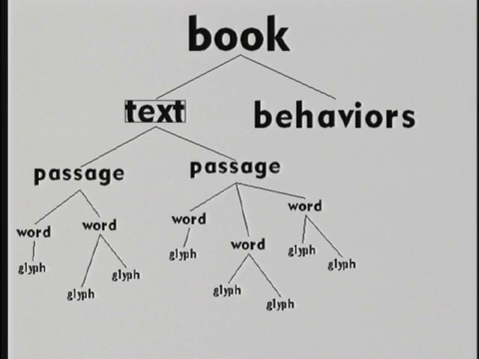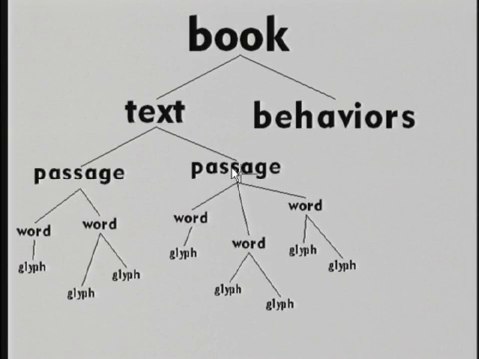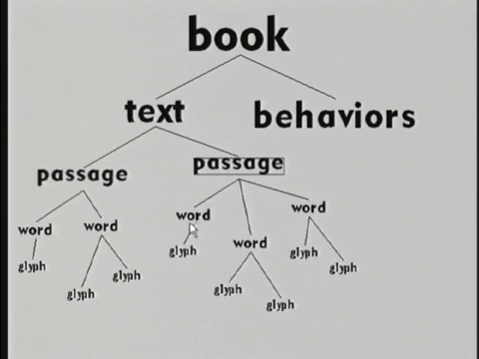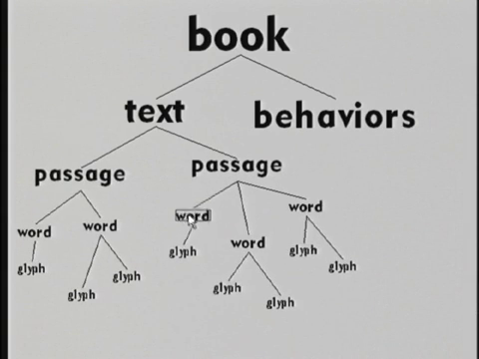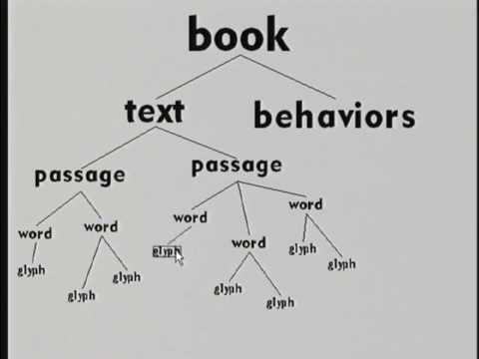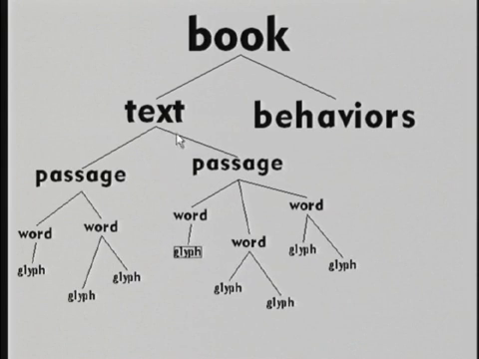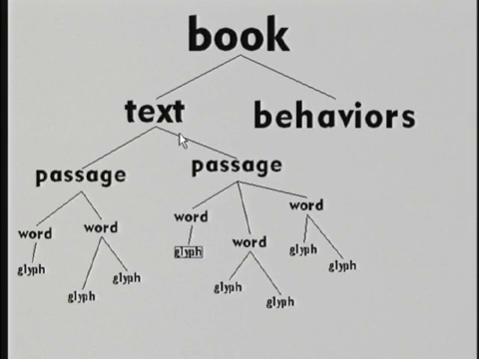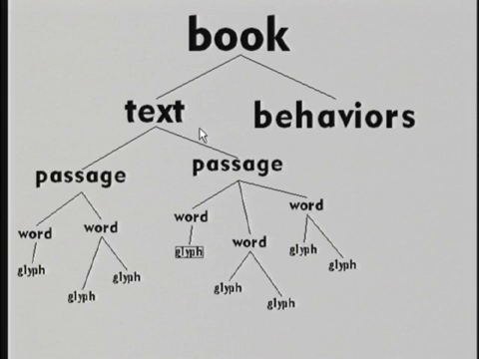The text object is composed of one or more passage objects. Each of these passage objects is composed of one or more word objects, which are themselves composed of one or more glyph objects. So let's look at an example of text being dynamically parsed by the environment.